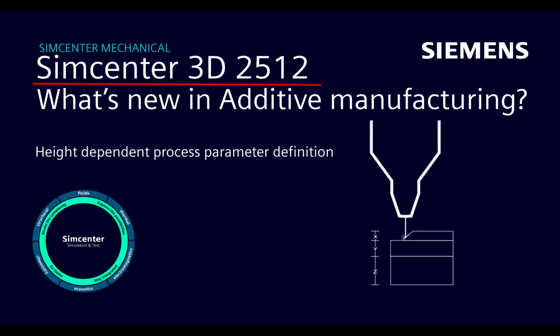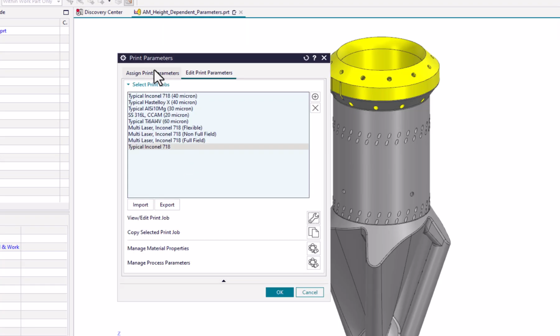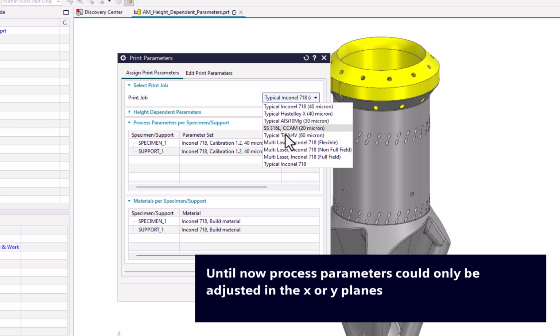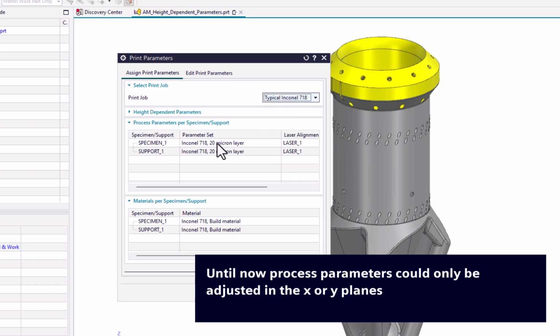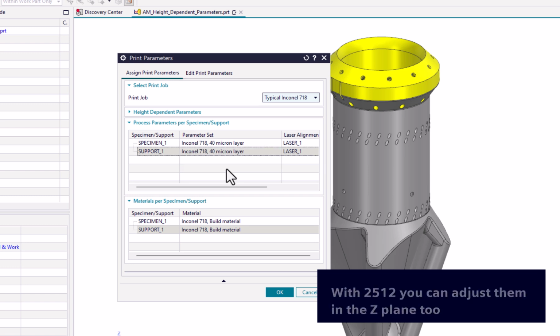The 2512 release of Simcenter 3D Additive Manufacturing introduces height-dependent process parameters that enable you to adjust the print layer thickness at different heights. Until now, process parameters could only be adjusted in the X or Y planes. Now you have the freedom to adjust the surface roughness in the Z direction, potentially reducing the total print time.